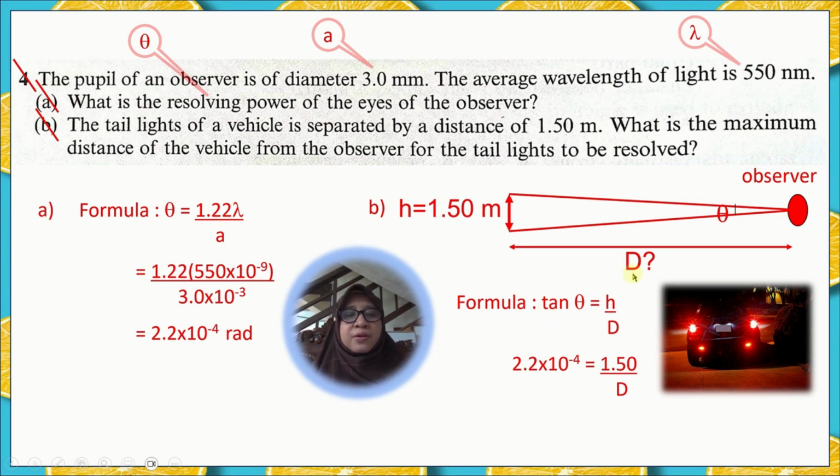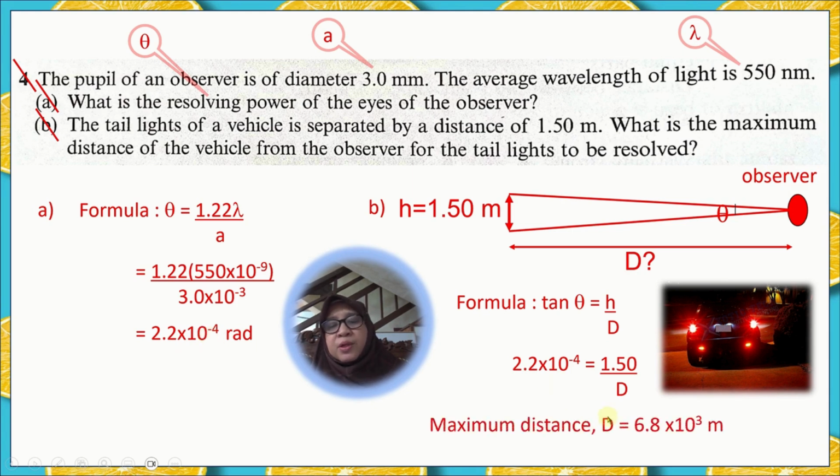For a large distance, tangent theta is approximately theta in radian. So we can substitute theta here because we use our eye. The pupil just now, our eye, we calculated the resolving power as 2.2 times 10 to the power of negative 4 radian. Now we cross multiply, and we get the maximum distance is 6.8 times 10 to the power of 3 meter for the tail lights to be resolved.